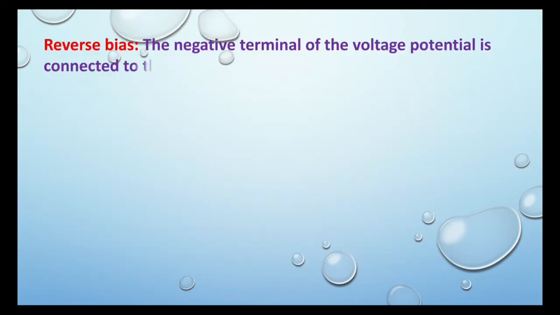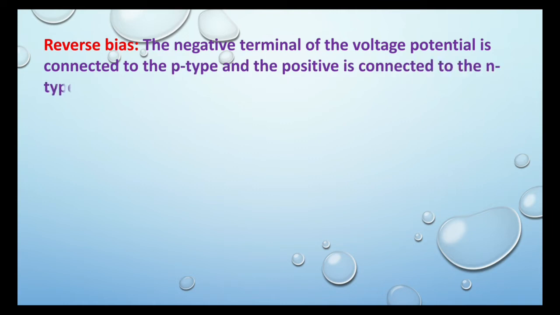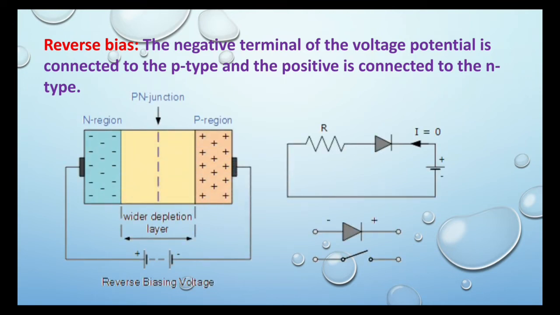And what about the reverse bias? This is just opposite to the forward biasing. If the negative terminal of the battery is connected to the P side and the positive terminal of the battery to the N side of a PN junction diode, then it is said to be in reverse bias. This is the picture of the reverse biasing of a PN junction diode, and this is its circuit representation.